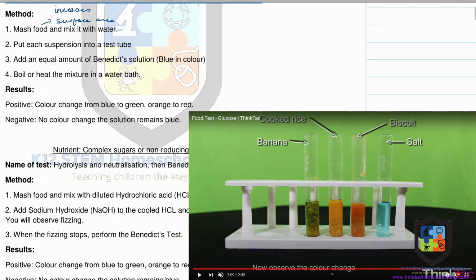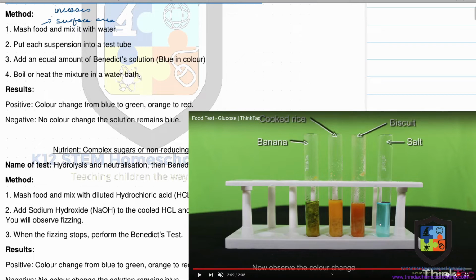The biscuit is full of sugar. Now remember, we're looking for a blue to green and orange to red. The one that is most red here is this biscuit. So this biscuit is full of simple sugars. It's full of glucose. The salt has no sugars. It stayed blue.